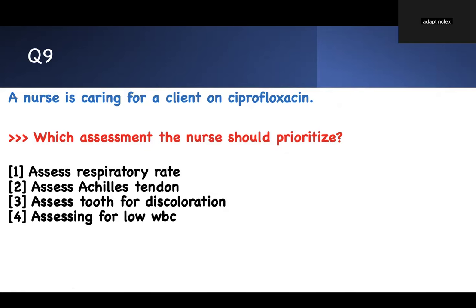This fluoroquinolone causes tendon problems. You can have tendon rupture, they have tendinitis, therefore we should check what? Achilles tendon. Discoloration is not it; mostly tetracyclines are the ones that do that on your teeth.